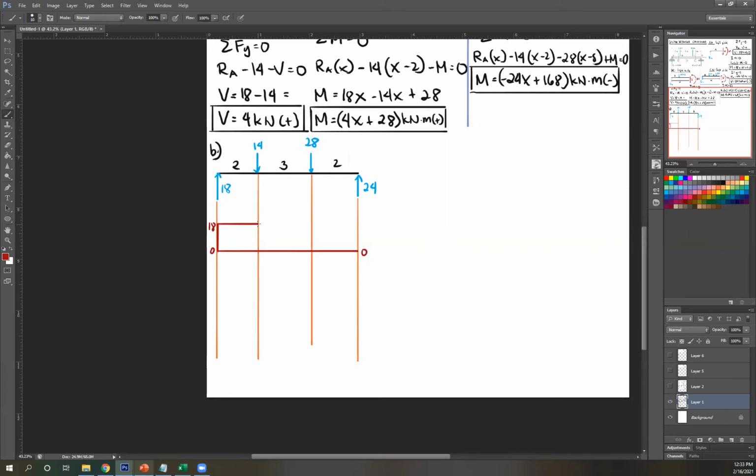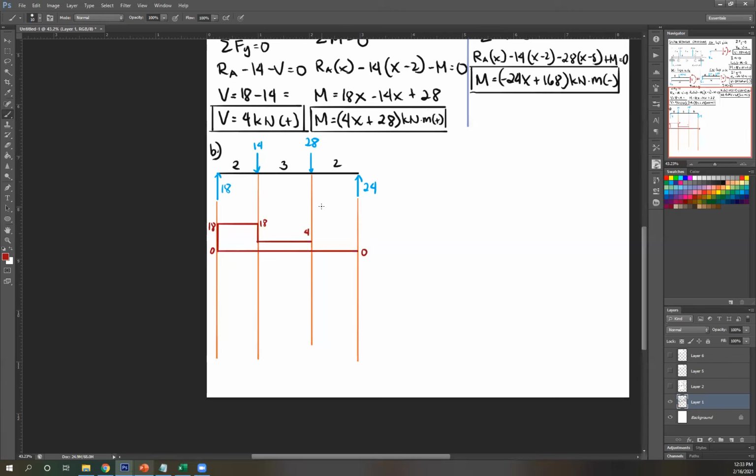Next, look here, there's another external force applied downwards. So you're going to go the same direction. You're going to go downward by 14 units as well. Therefore, if I went up by 18, then I went down by 14. This height would be 4, right? So this height is still 18. Going down, this is now 4.